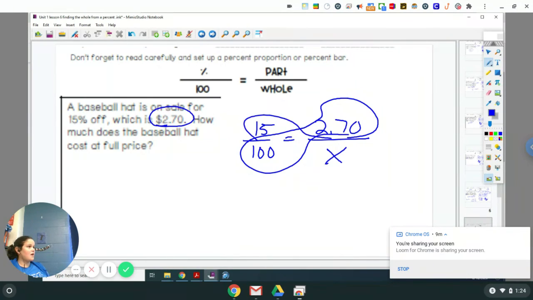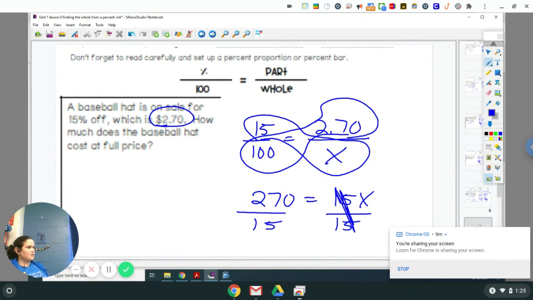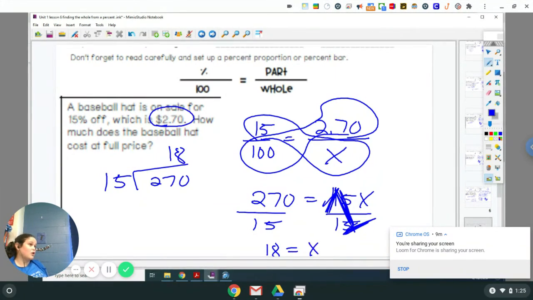So you do your butterfly. So you're going to do 2.70 times 100, which is just 270, and 15 times x, which is 15x. So then you divide both sides. This crosses off. So then you're going to do 270 divided by 15, which is 18. So 15 goes into 270 exactly 18 times. So that means that this baseball cap cost $18. All right.